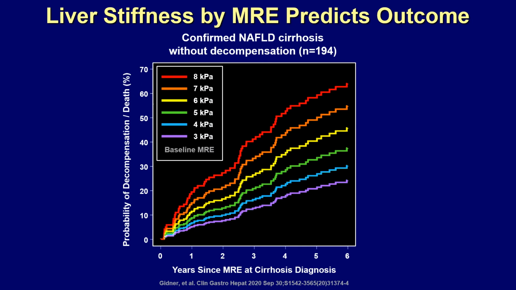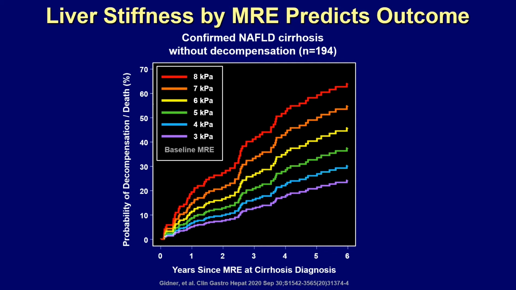We now know that liver stiffness, as assessed by MRE, can be used to predict clinical outcomes. Here is some evidence that has just been published. This study looked at the long-term course of nearly 200 patients with cirrhosis over a period of 6 years after a baseline MRE examination. At the start, none of the patients had clinical evidence of decompensation, such as esophageal varices or bleeding. Based on the clinical course of this cohort over 6 years, this graph shows the probability of decompensation or death for different initial stiffness measurements.